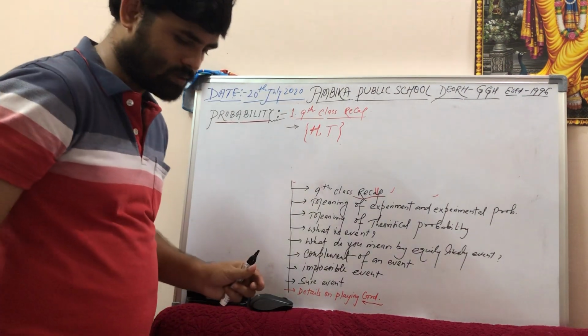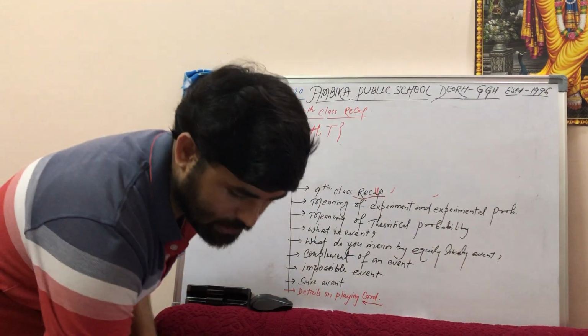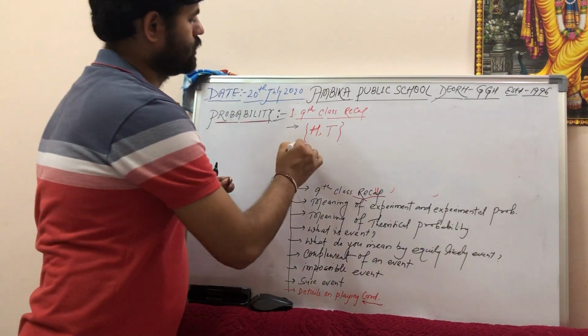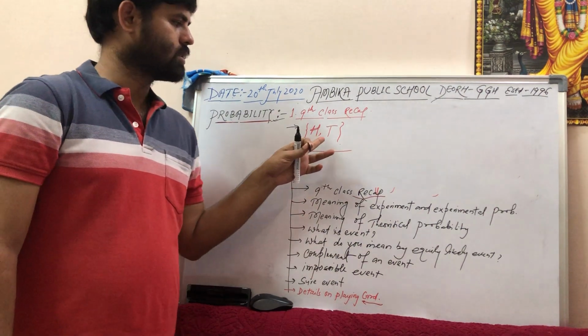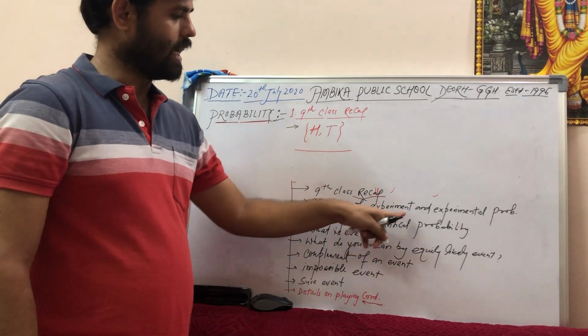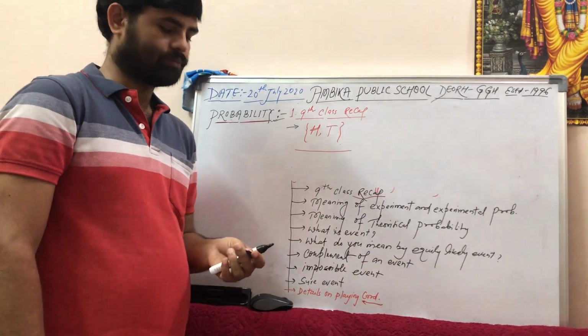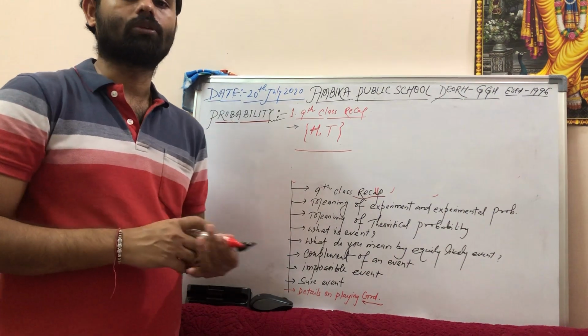If it falls like this, I have seen head is there. If it falls like that, I have seen tail is there. So only these two possibilities are there. Okay, so in the 9th class we have seen something like experimental probability. Okay, so what do you mean by experiment? First of all, you have to understand.